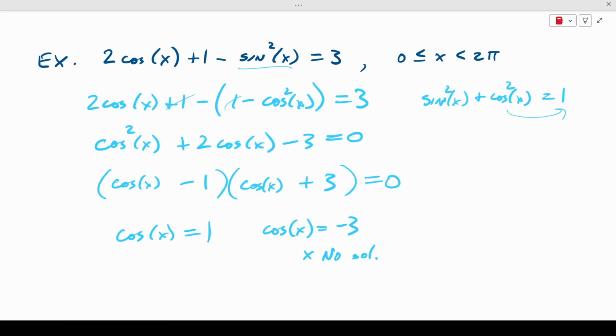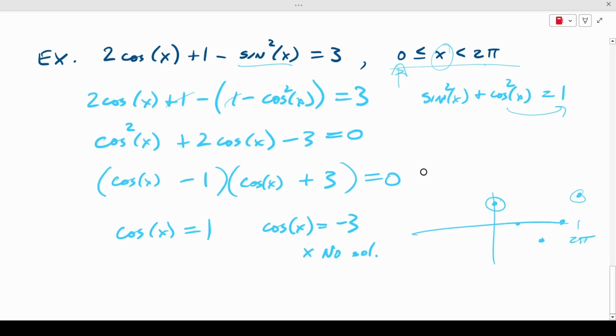But I do, of course, have a solution coming from my cos x equals 1. I'll just come over to the side. I've got this memorized. Here's cosine x over 1 revolution. I get cosine x equals 1 at 0. And then again at 2 pi, but I have to be very careful. I'm being asked for the solution between 0 and 2 pi, including 0, because it's less than or equal to, but not including 2 pi, because it's strictly less than. So for this, my solution is x equals 0.